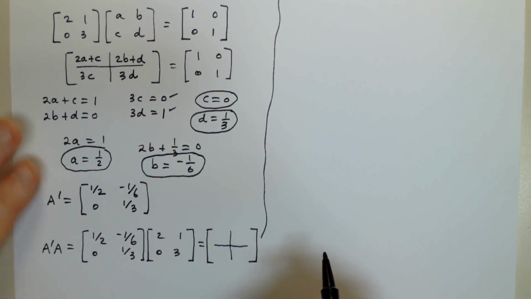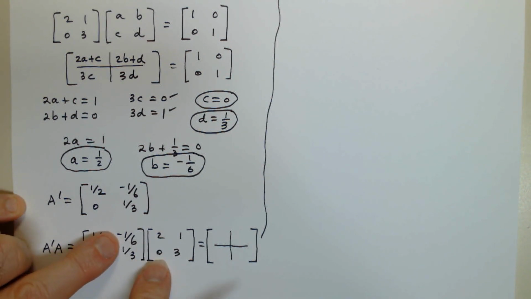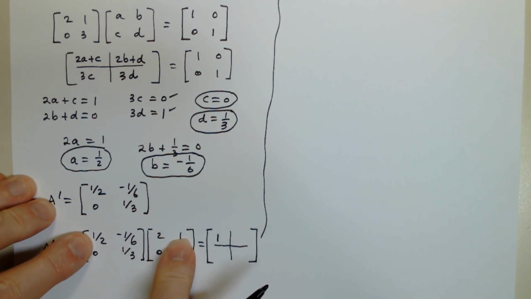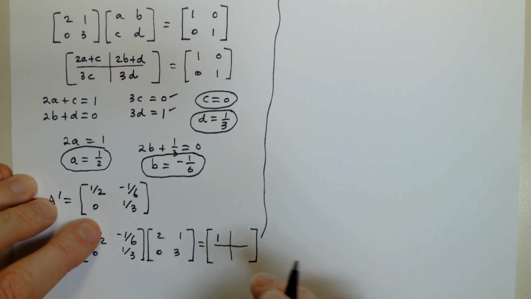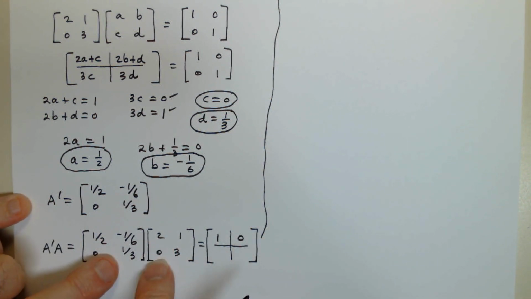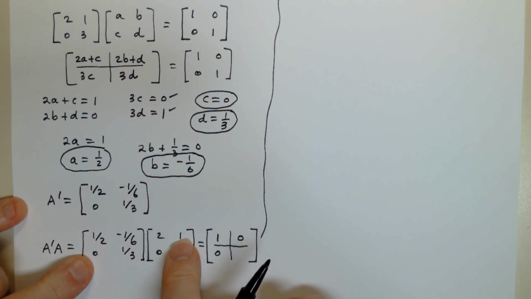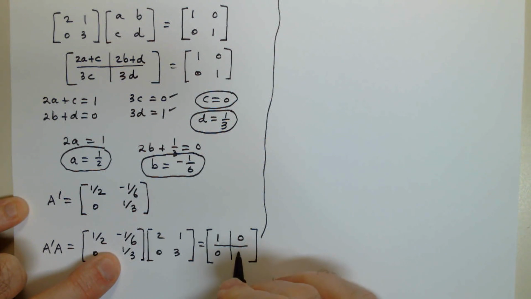All right, let's see what we get. 1/2 times 2 is going to be 1, minus 0 or plus 0, so 1. 1/2 times 1 is a half. 3 times negative 1/6 is a minus 1/2, so 1/2 minus 1/2 is 0. 2 times 0 is 0, so that's 0 plus 0, so there's a 0 in that position. And we're going to get 0 plus 1, 1.